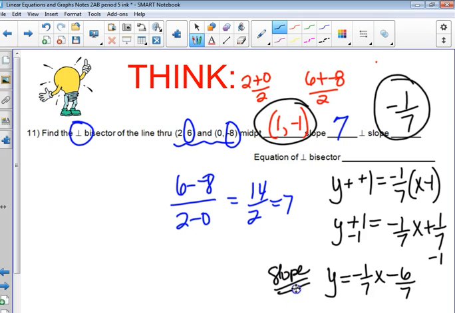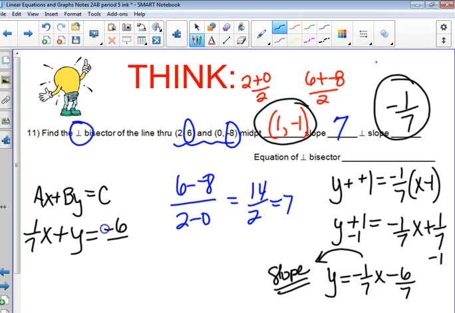Review real quick for me. How do I do standard form? Right, ax plus by equals c. What do I need to do to that mess? Yeah, I need to add this over to the other side. So I get a positive 1/7 x plus y equals, and this was a negative 6/7. What's the other thing I need to do? Yep, I can't have any denominator, I can't have any fractions or decimals. So I'm going to multiply by a common denominator of 7.